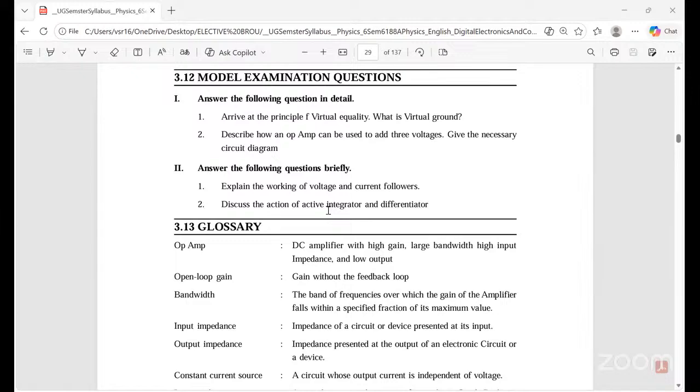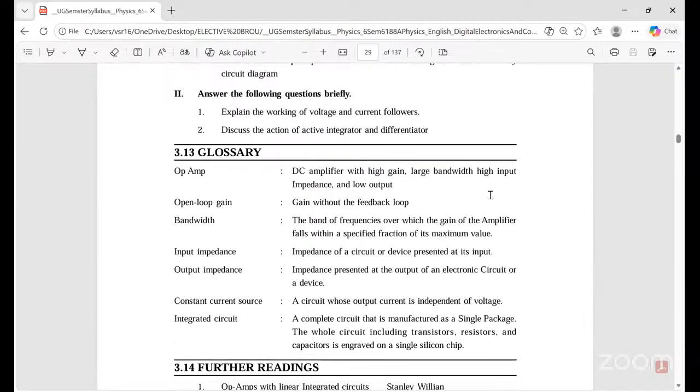So previously what they asked here, you can easily observe the working of voltage, current and power. Most important. And another one is to discuss the action of active integrator and differentiator.